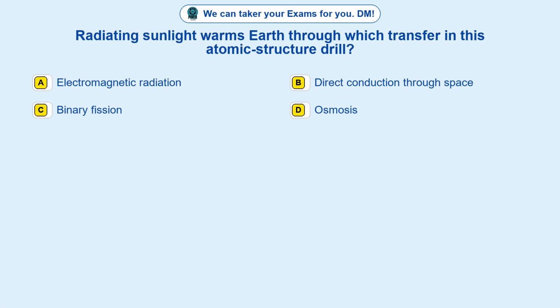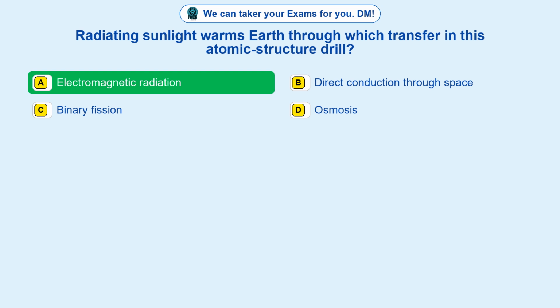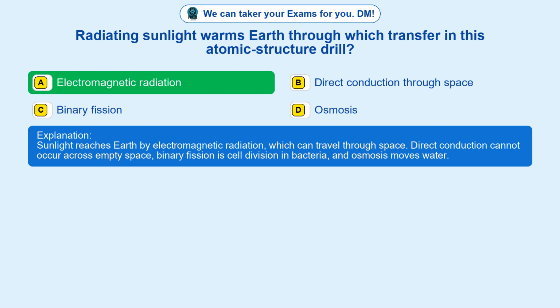Question 77. Radiating sunlight warms Earth through which transfer in this atomic structure drill? Option A, electromagnetic radiation. Option B, direct conduction through space. Option C, binary fission. Option D, osmosis. The correct answer is option A, electromagnetic radiation. Sunlight reaches Earth by electromagnetic radiation, which can travel through space. Direct conduction cannot occur across empty space, binary fission is cell division in bacteria, and osmosis moves water.